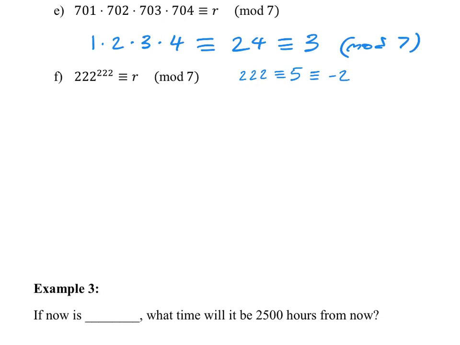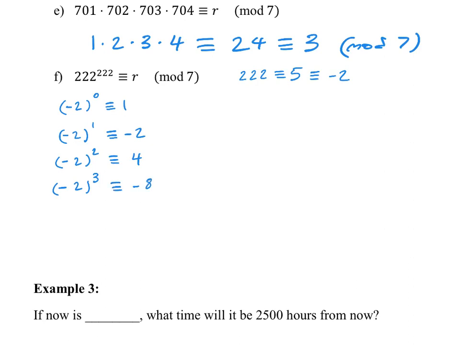So what we need to do is look for a pattern when we're continually multiplying minus 2 by itself in mod 7. So let's start. Minus 2 raised to the power of 0 would be 1. Minus 2 raised to the power of 1 would be minus 2. Minus 2 raised to the power of 2 would be 4. Minus 2 raised to the power of 3 would be minus 8.